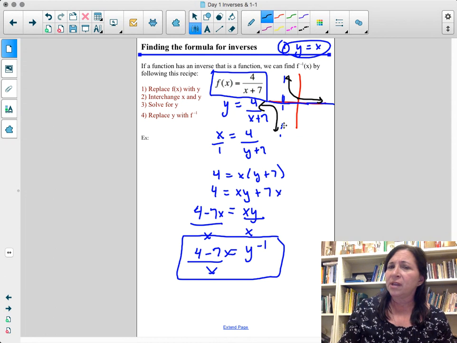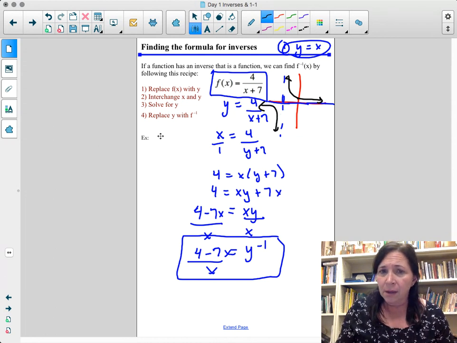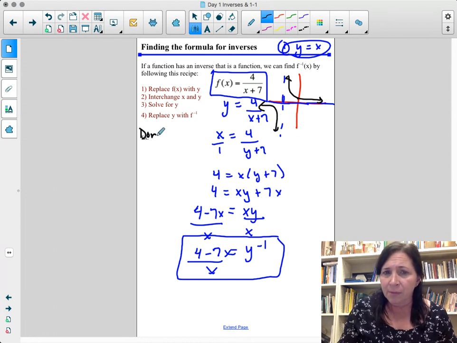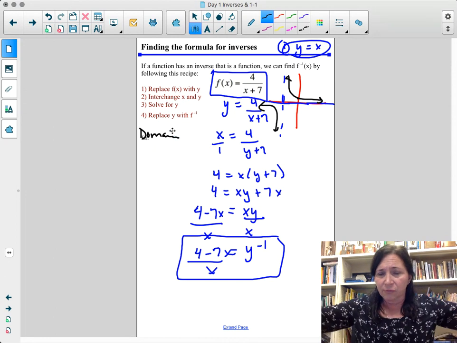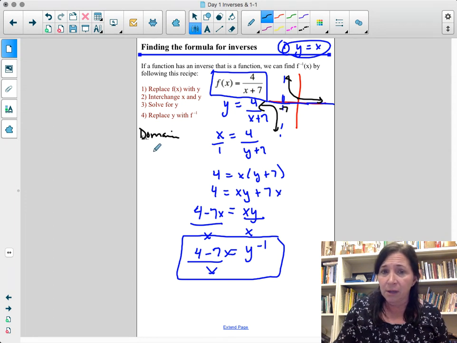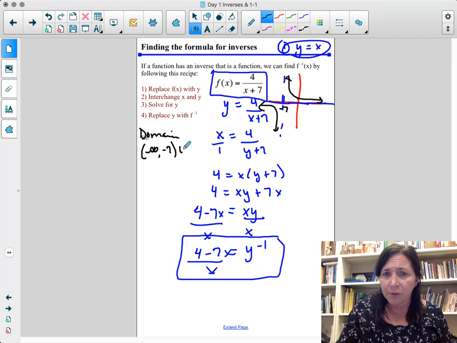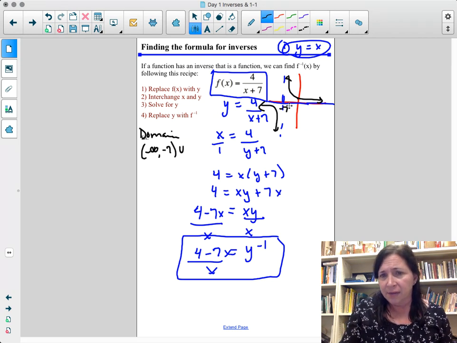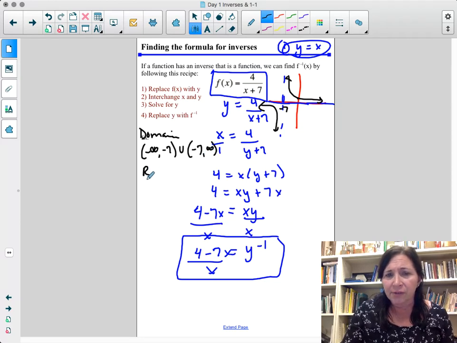And what that would give me is a domain. Remember, my domain goes on my x-axis. It's low to high. And so that's going to be negative infinity to negative 7, union, and then negative 7 on. So that'll be negative 7 to infinity. Okay? And my range for this function is going to be low to high.